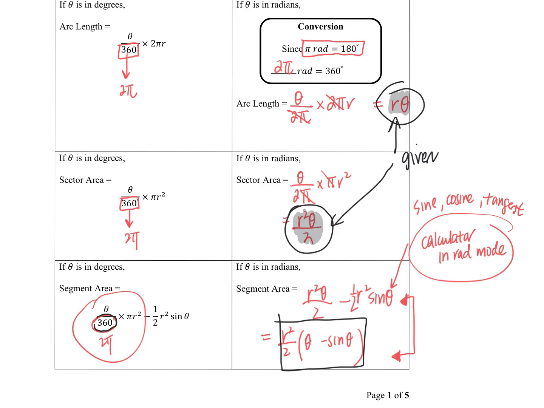This one, I changed to 2 pi. Bigger circle. This one is the same as this. So that's why I just copy this down. Okay, so let's just practice applying everything in radians.